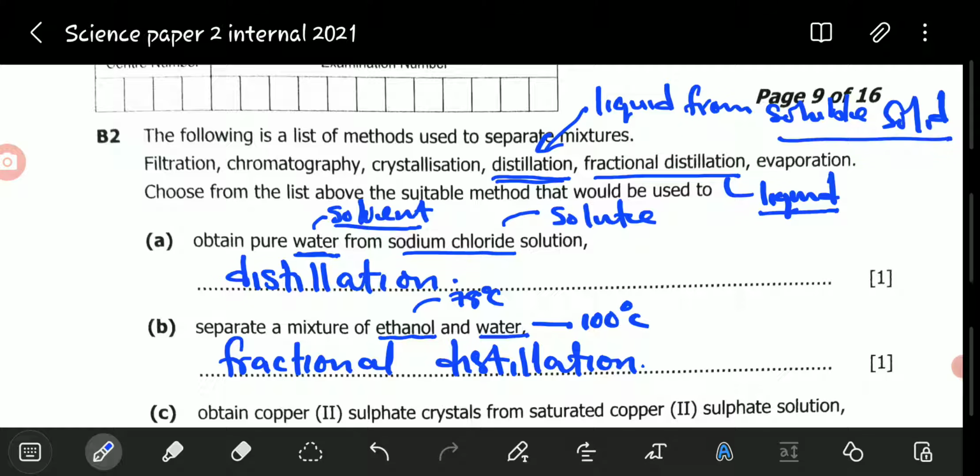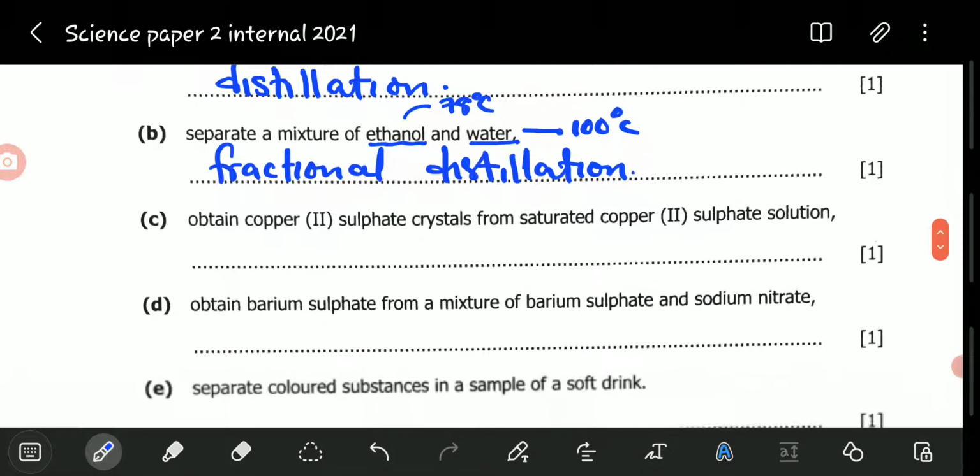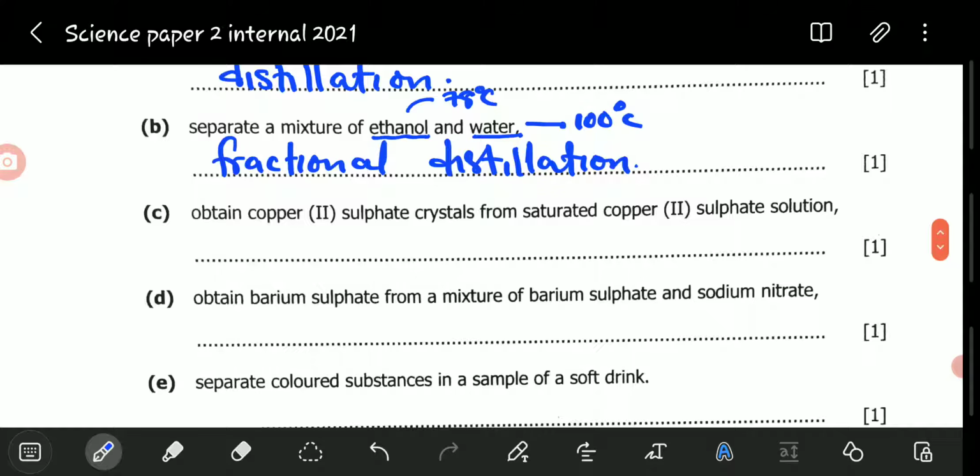All right, we move on to C, and C is saying obtain copper 2 sulfate crystals from a saturated copper 2 sulfate solution. So the keywords there: we are interested in the copper 2 sulfate crystals from the solution. This solution is obviously a solution of copper 2 sulfate and water.